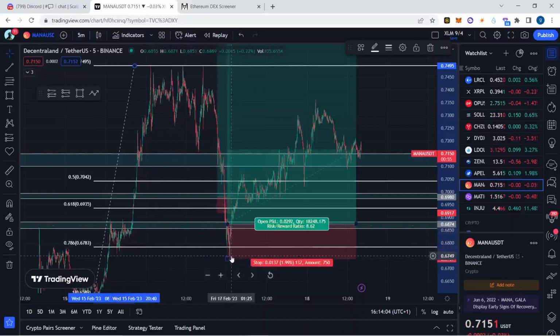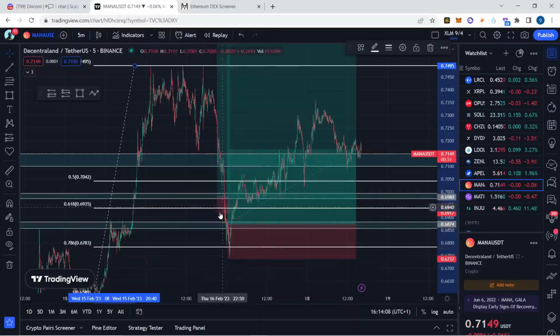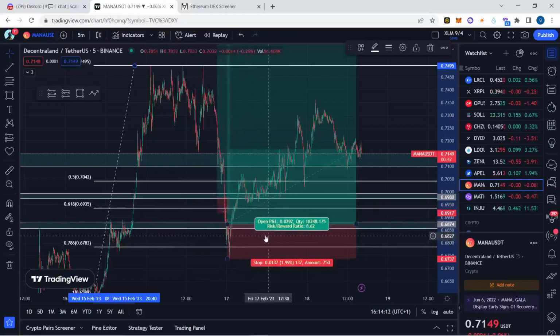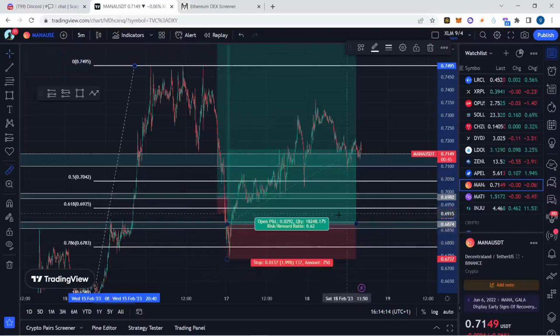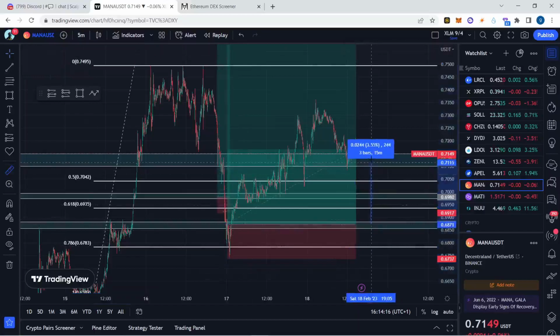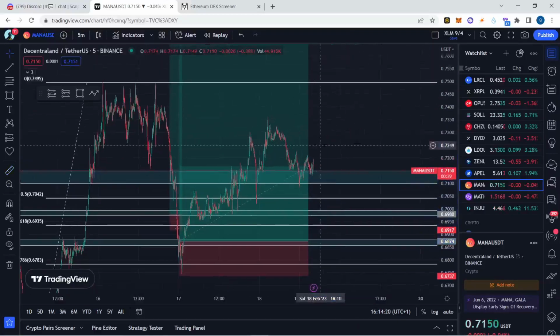0.76 level. And as you can see, this one gets stopped out at minus 0.90%, and this one does not get stopped out. Pretty good trade, still open, up over 4%, pretty good.